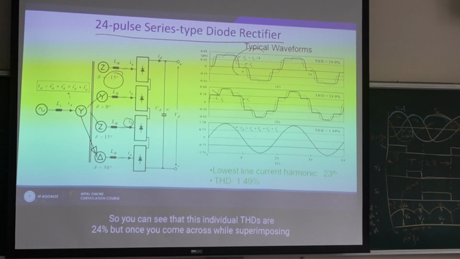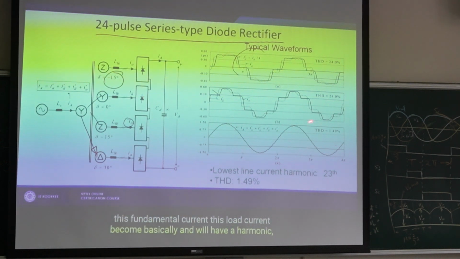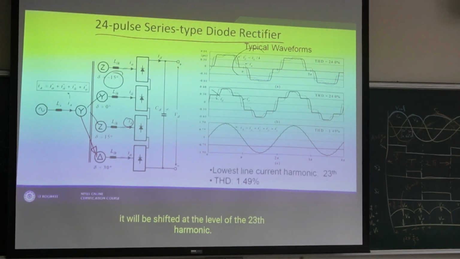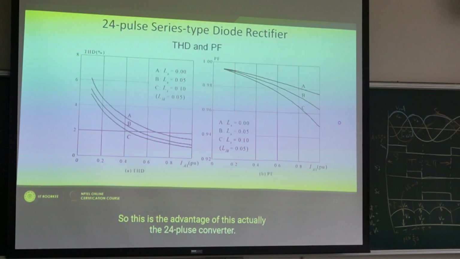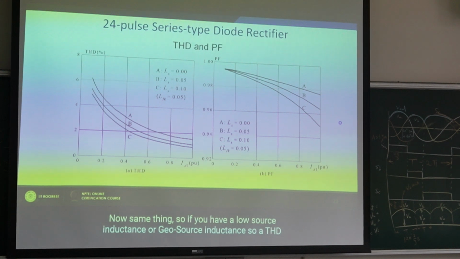You can see that these individual THDs are 24% each, very huge, but they can cancel each other. Finally, the input current becomes sinusoid, and we have a harmonic shifted to the level of the 23rd harmonic. So the THD level will be very low, 1.49%. This is the advantage of the 24-pulse converter.